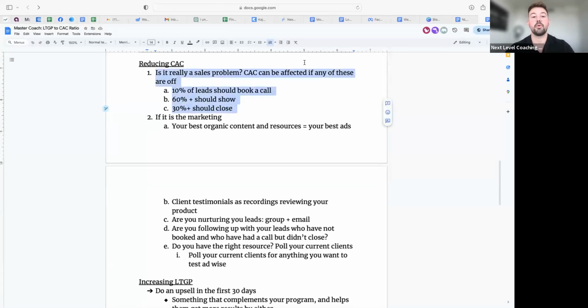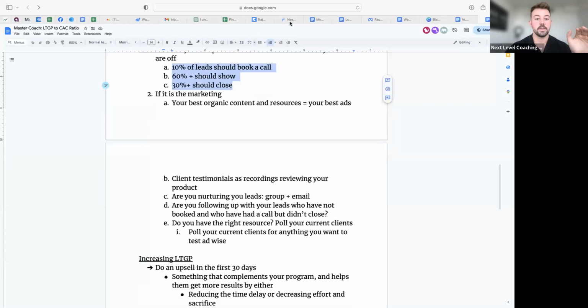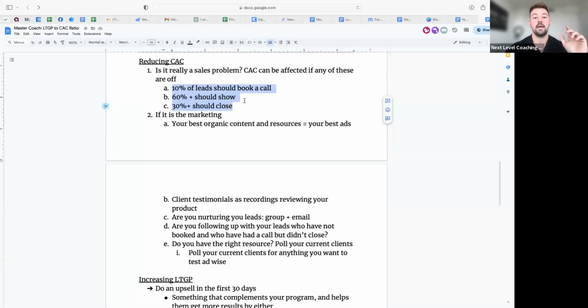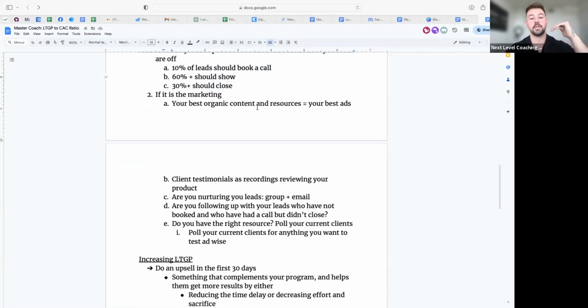So wrapping this point up, is your cost of acquisition high, not because it's a marketing problem, but because it's actually a sales problem? And these are the three KPIs to look at to determine that. Okay, so let's say that we looked at those KPIs and we did in fact determine that it is not a sales problem, but our cost of acquisition is high. So we have determined that it is a marketing problem.